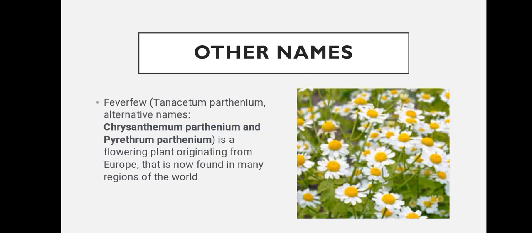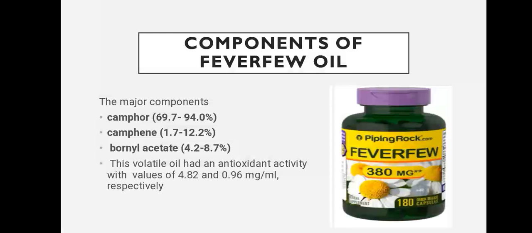Other names of feverfew: Tanacetum parthenium. Alternative names: Chrysanthemum parthenium and Pyrethrum parthenium. It is a flowering plant originating from Europe that is now found in many regions of the world. Components of feverfew oil.